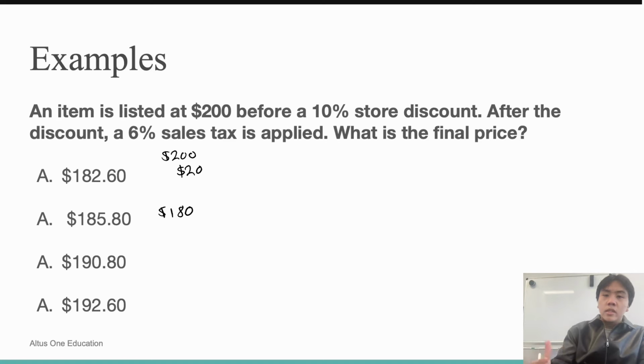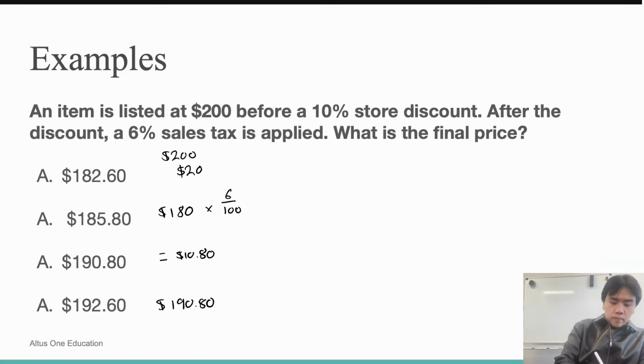And then a 6% sales tax is applied. So we find 6% of 180 by multiplying 180 by either 0.06 or 6 over 100. We multiply by 6 over 100. That leaves us with $10.80. So our final price is $190.80.